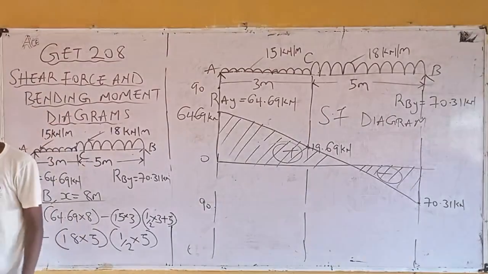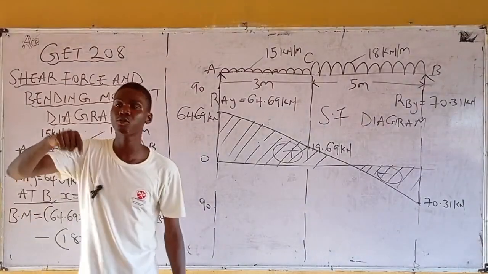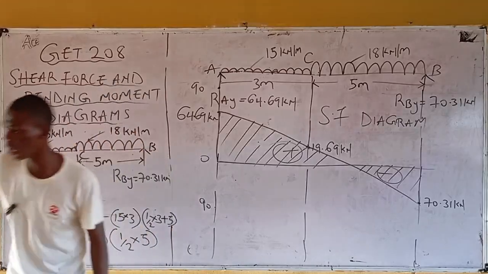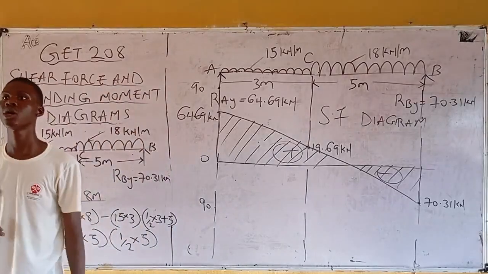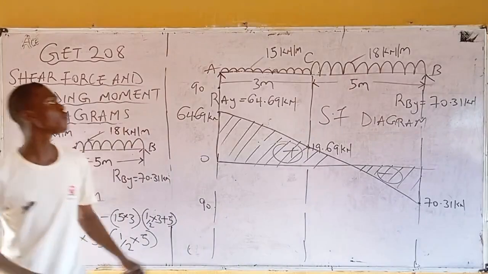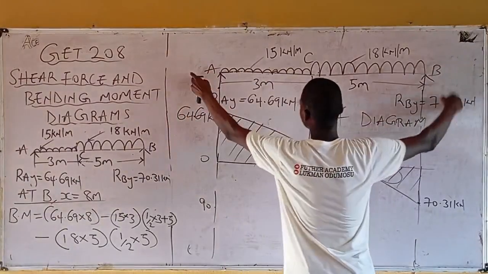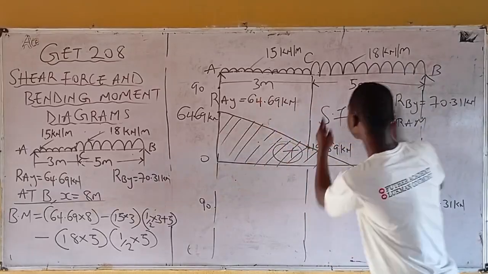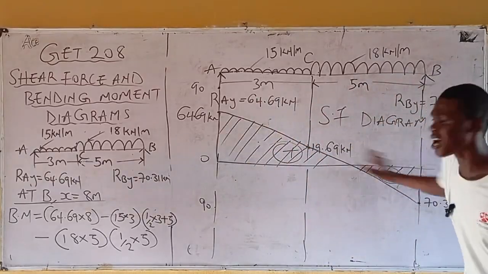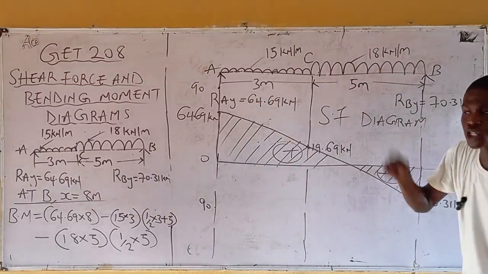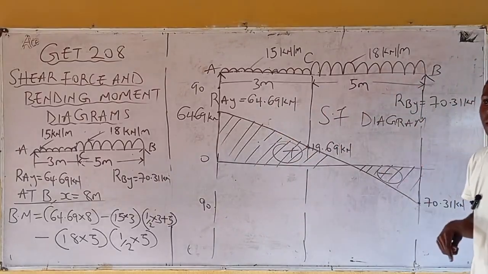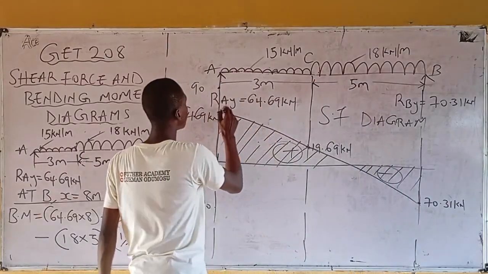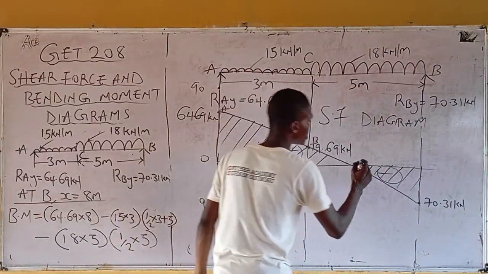Now, how do you identify? The question says calculate the maximum bending moment and state the value where maximum bending moment occurs. Now, you guys will answer that. From here, I'm having A to B, and A to B, the total length is what? 8 meter. This is 3 meter. This is 5 meter. Now, look at this diagram. At what point do you have shear force changing? Let's say this is A, this is B, this is C, this is D.